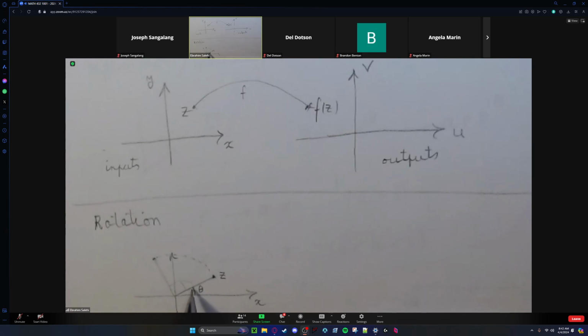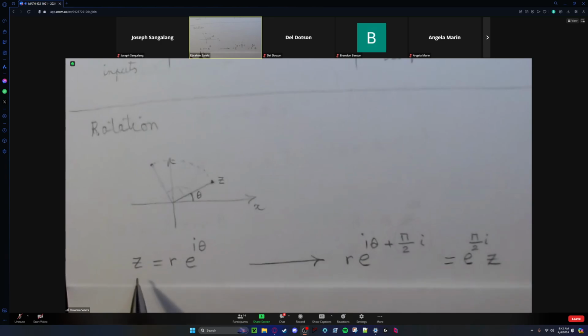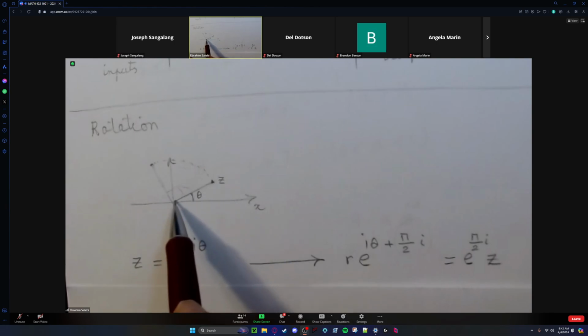So if the original argument of Z is theta, I am adding to it another pi over 2. So this point will have the same modulus, but its argument will be theta plus pi over 2. Right? That is called rotation. In general, here is the point Z, r e to the I theta, all right? Here, this is r, the modulus.